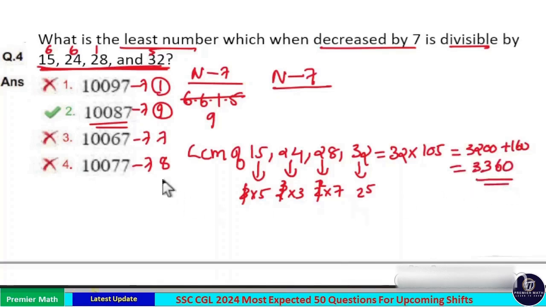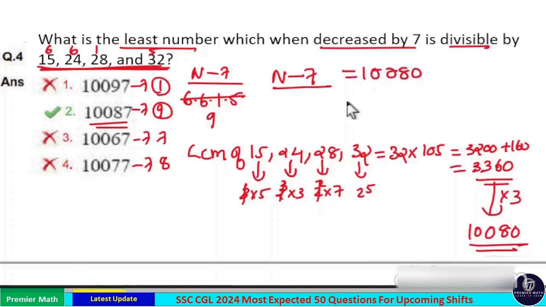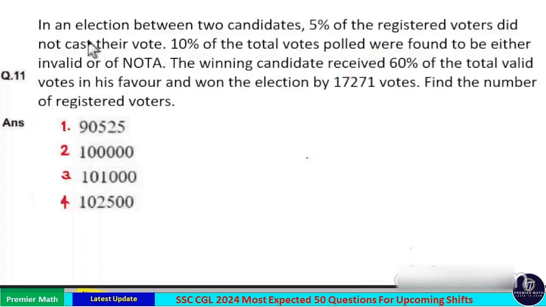3360 is the LCM. Now you can see in the options you have larger numbers, around 3 times 3360. So multiply it by 3. Take the multiple of 3. Here 6 into 3 is 18, 3 into 3 plus 1 is 10. So 10080 is n minus 7, which means n is equal to 10087. So in this way you can find the answer.